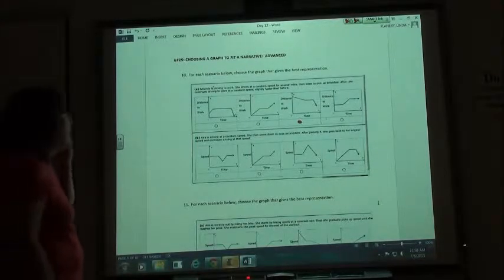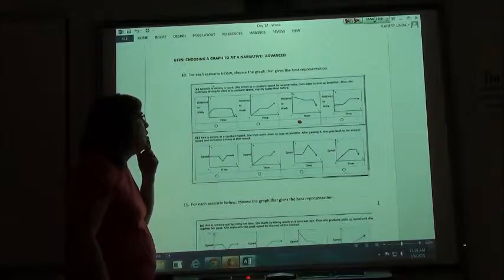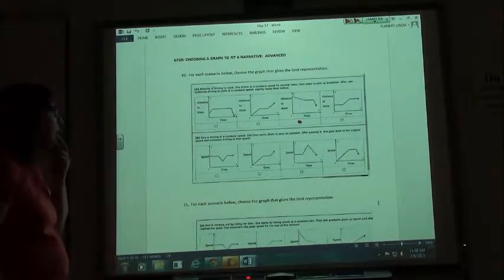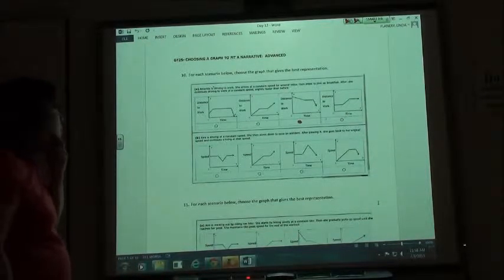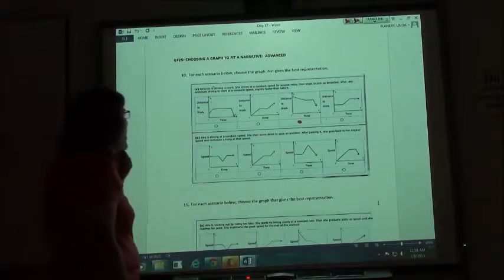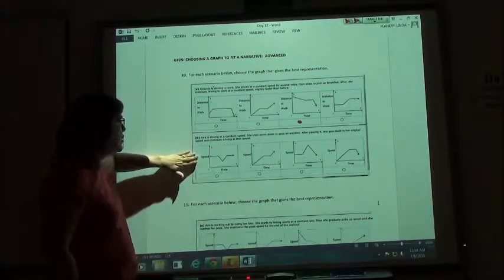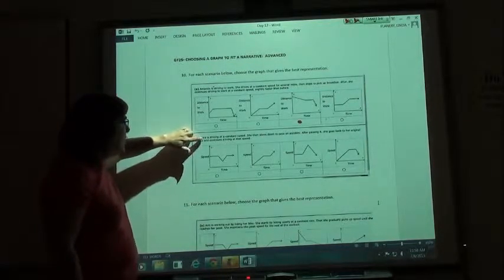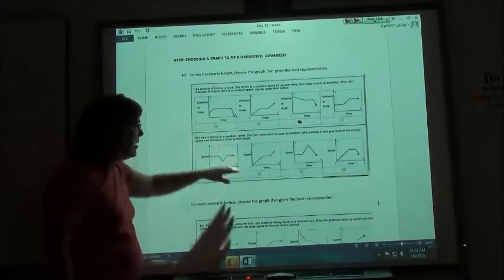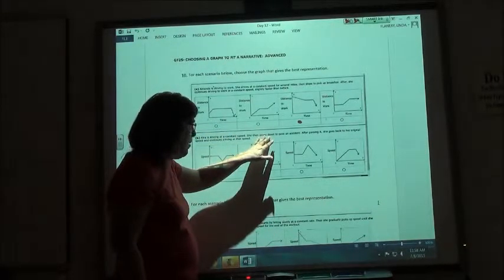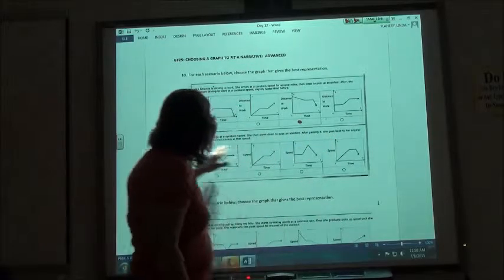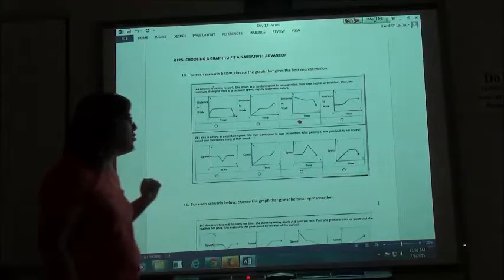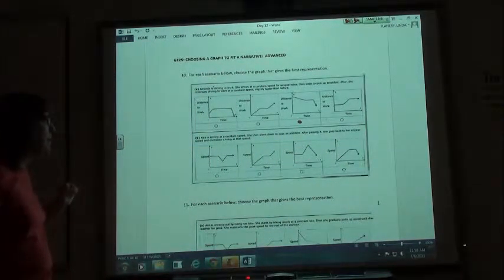Part B, Kira is driving at a constant speed. She then slows down to pass an accident. After passing it, she goes back to her original speed and continues driving at that speed. So this is showing the speed. She's driving at a constant speed. She then slows down, and then she goes back to her original speed and continues driving at that constant speed.